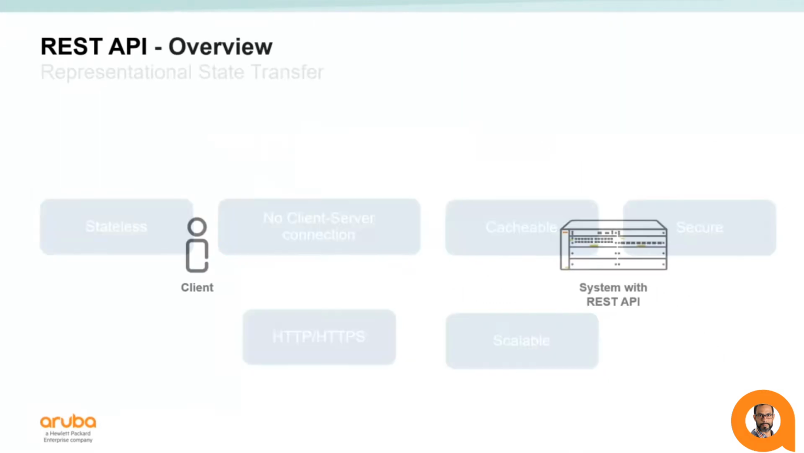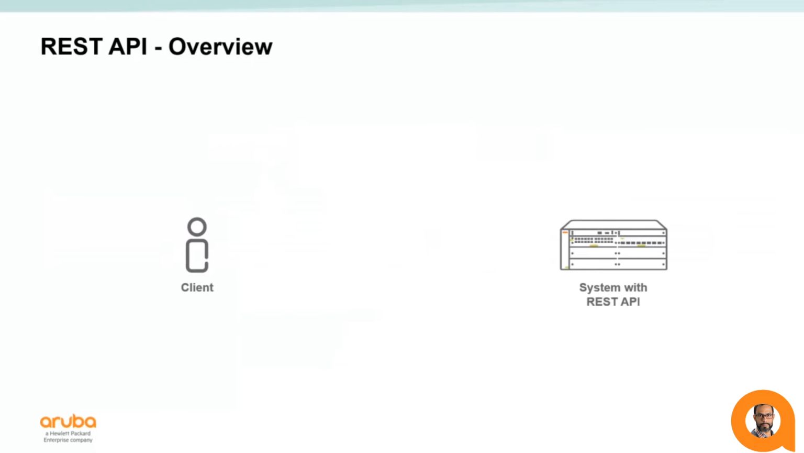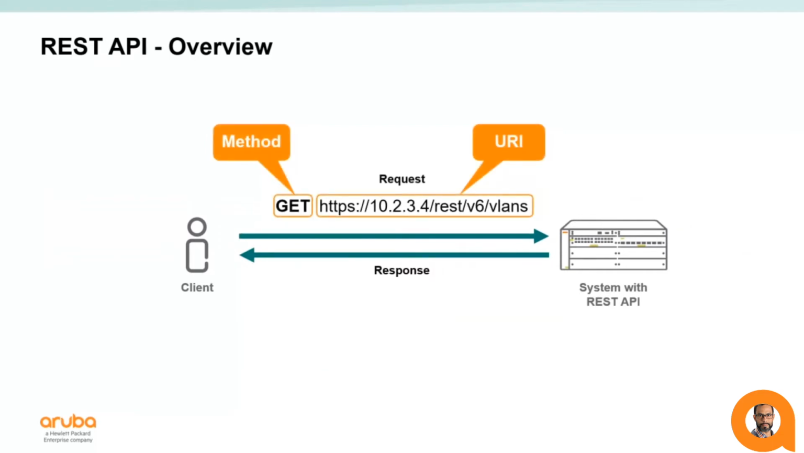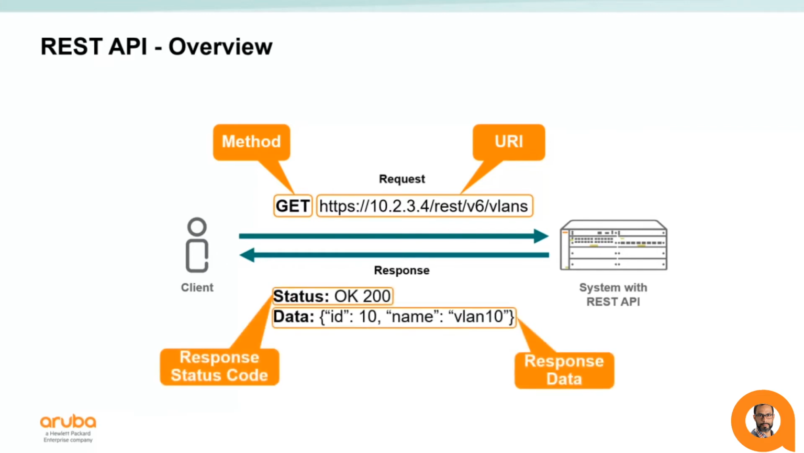Now for a quick overview on how REST works. The communication between the client and the server will go a little bit like this. Every interaction will have a request and a response. The request from the client is composed of a method and a URI, the Uniform Resource Identifier. That's the part that pinpoints exactly what resource, in this case, I want to get information about. The server will answer with a response containing a response status code and the data that I've requested.